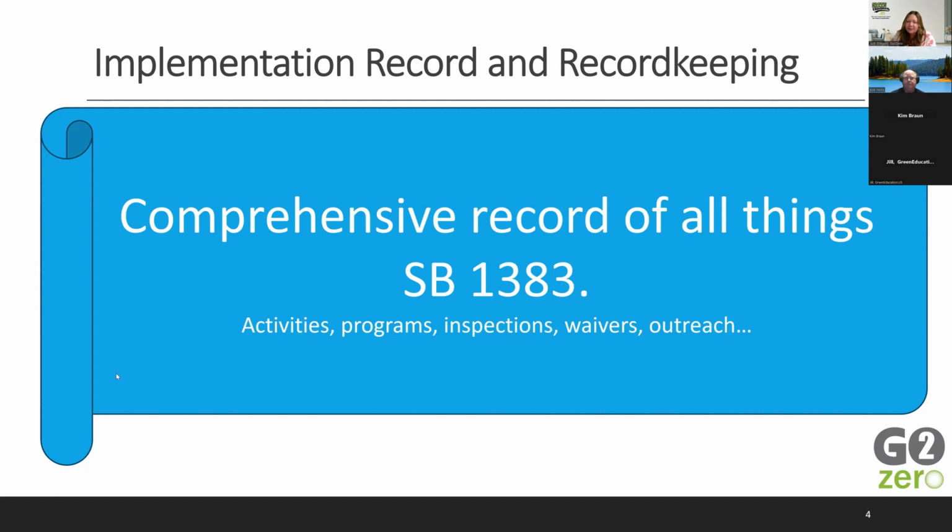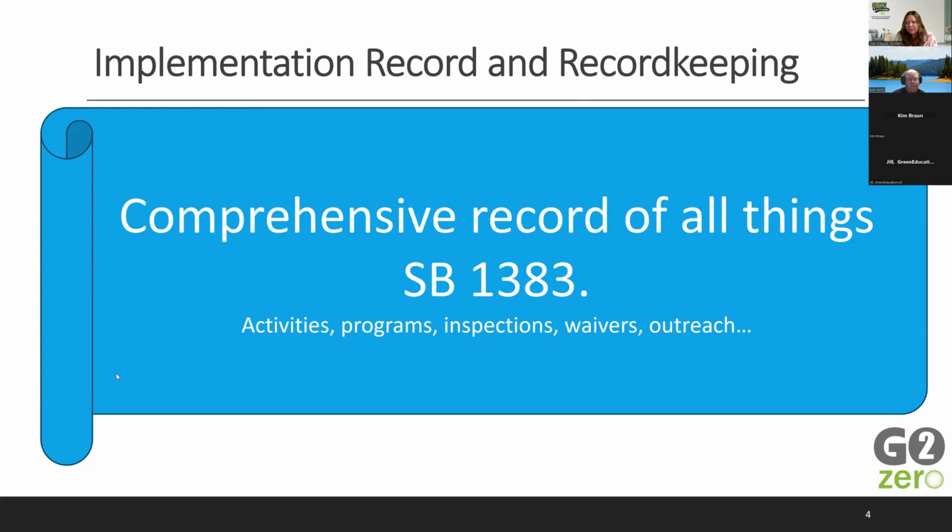In a few minutes, Kim's going to be providing more of an overview of each specific section of the implementation record. But first, what I want to do is share some basic information on what the IR is. I think there's sometimes some confusion. The IR is a comprehensive record-keeping system of your SB 1383 implementation. The regs are broken down into articles, and each article of the SB 1383 regulations has a section showing what record-keeping data is required under the regs.